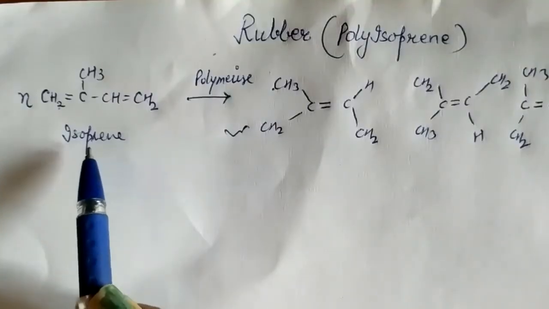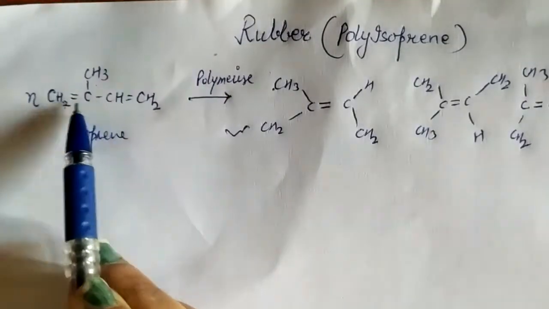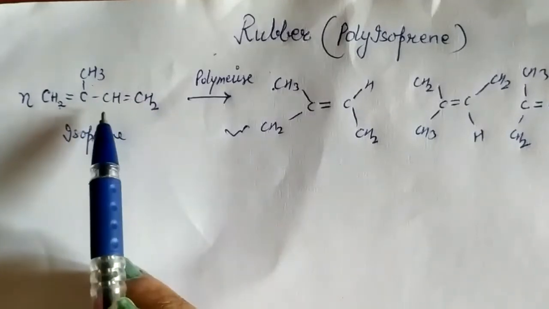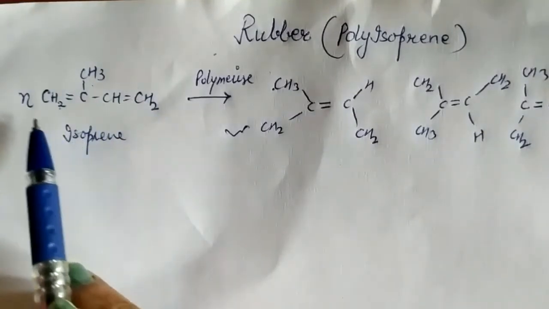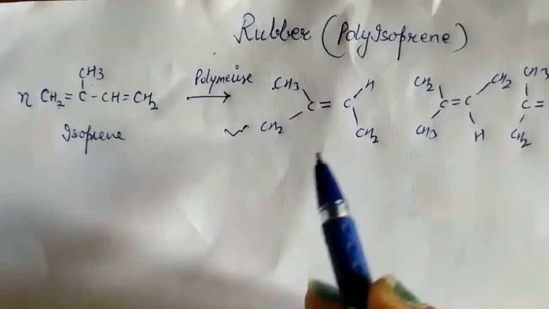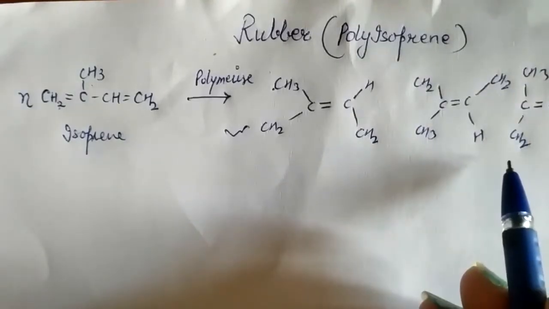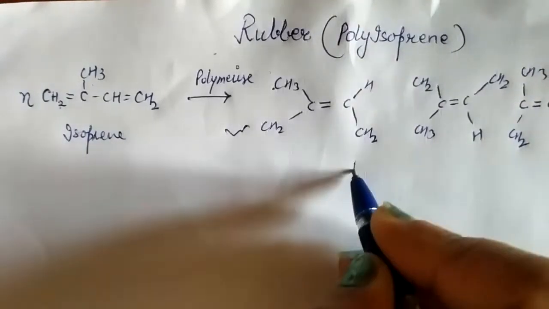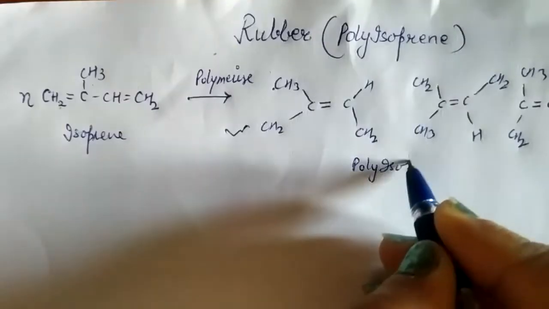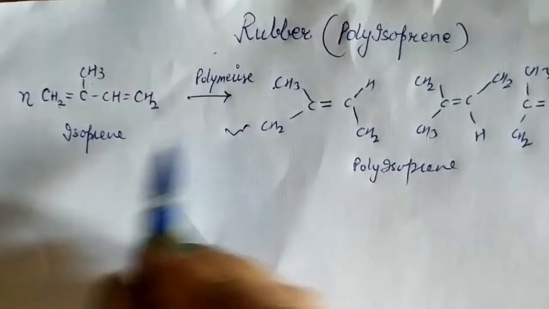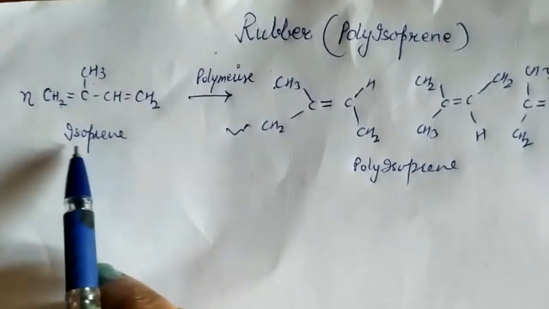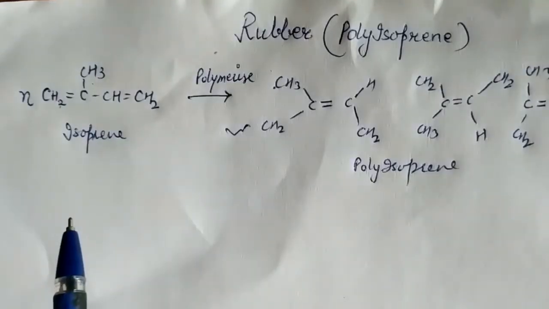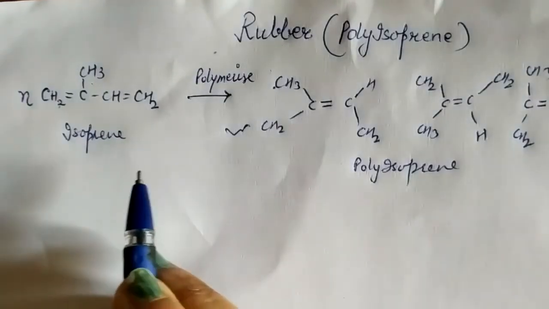What is isoprene? 2-methylbuta-1,3-diene is called isoprene. Now this will polymerize to give natural rubber, which is polyisoprene. Remember, natural rubber is a cis polymer of isoprene units. So how do we make this cis polymer?